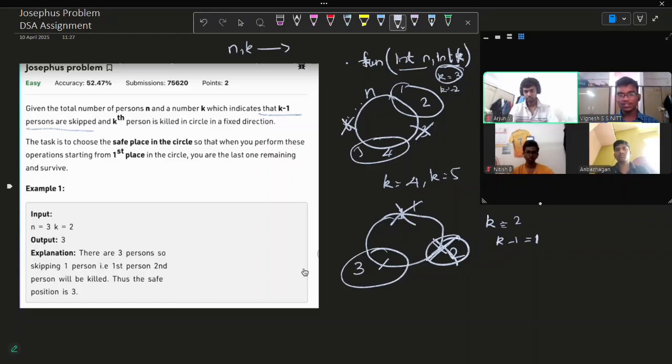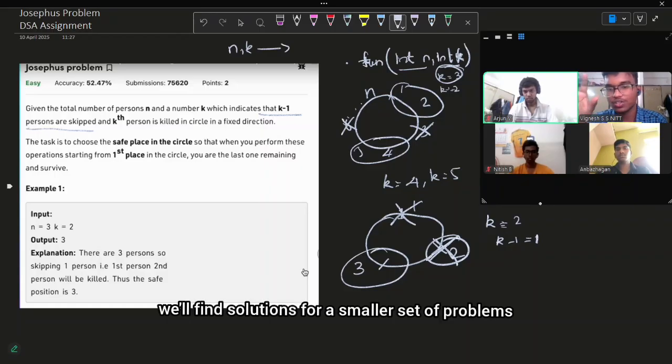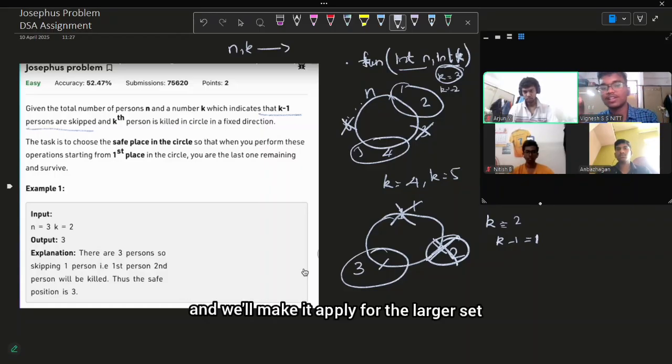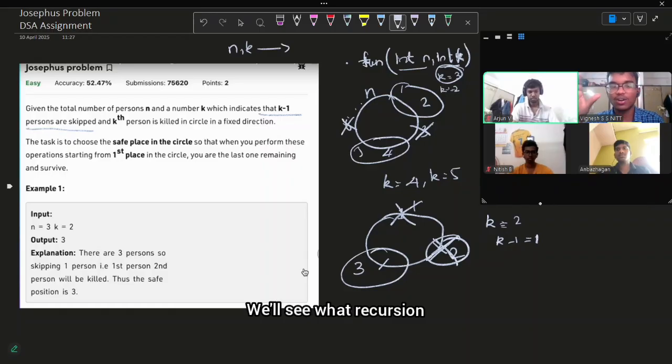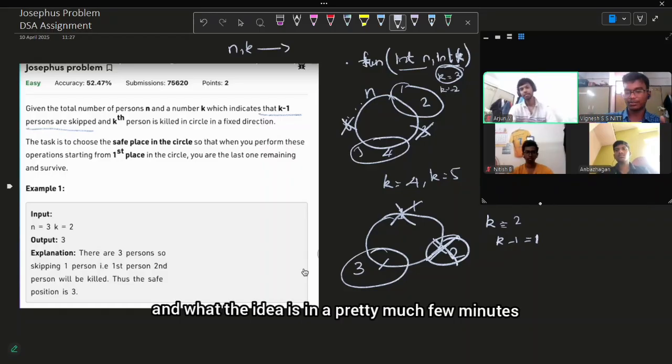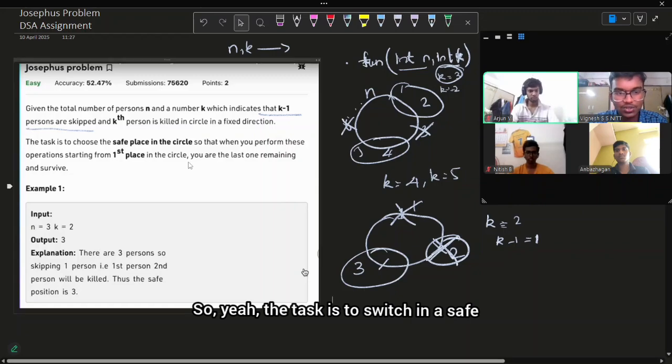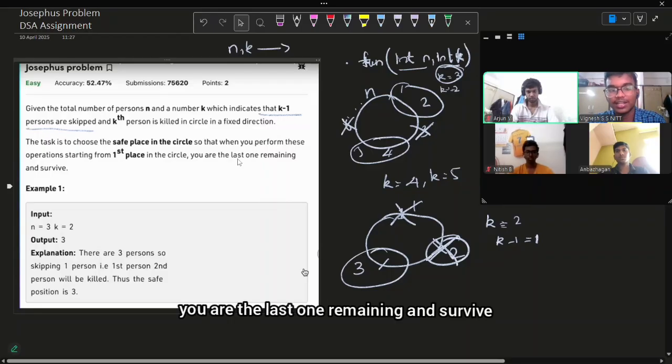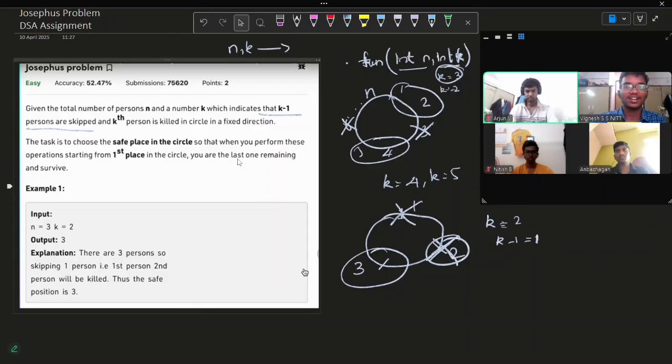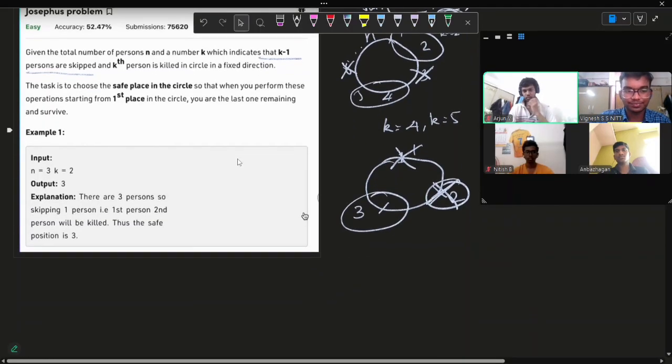So this also goes in the same way. We'll find solutions for a smaller set of problems and apply them to the larger set, any set, using recursion. We'll see what recursion is and what the idea is in a few minutes. The task is to find the safe place in a circle so that, starting from the first place, you are the last one remaining and survive. It is basically the same Josephus problem. We want to escape from killing; they made it in a different way.